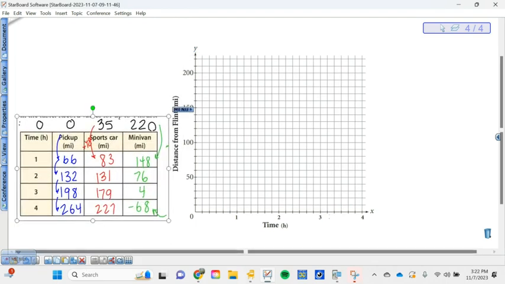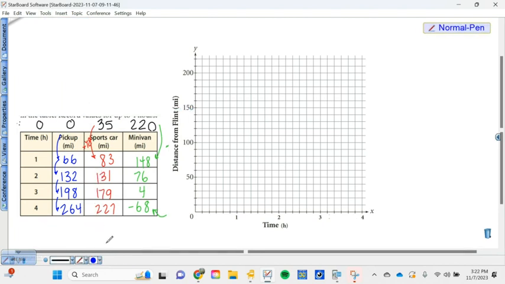All right. So let's go ahead and we're going to graph the pickup truck together. Actually, let's talk about this first. So I know I have 4 columns in this table, right? But I only have 2 variables that I'm looking at. What are my 2 variables? Good, distance and time. And how am I measuring the distance?